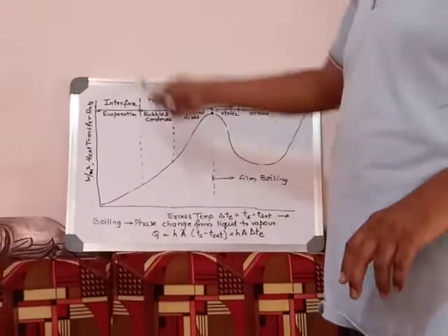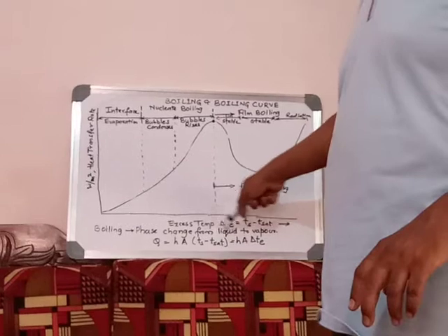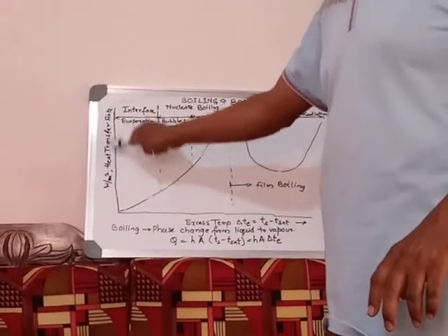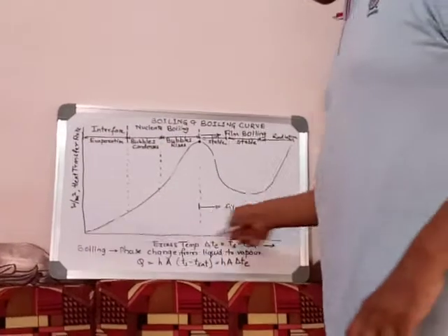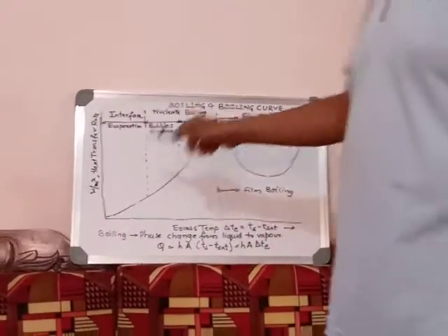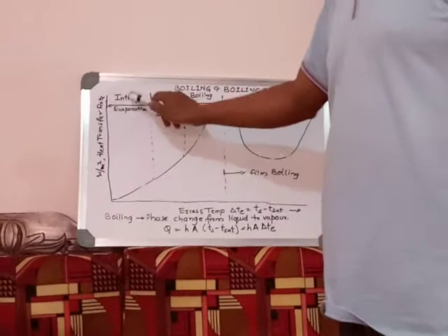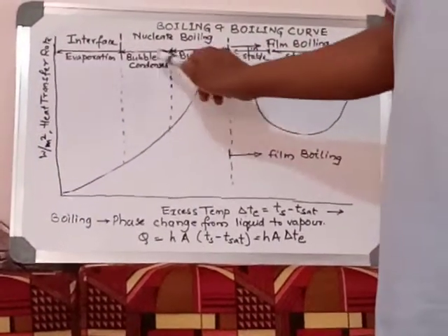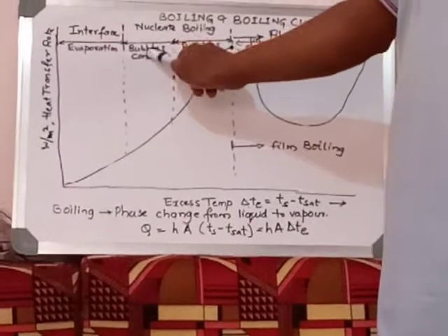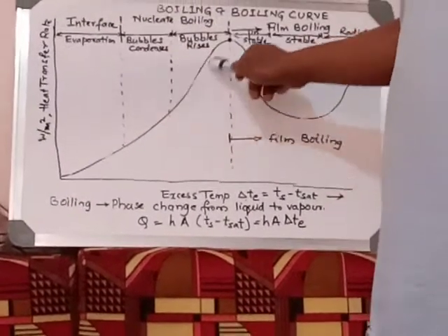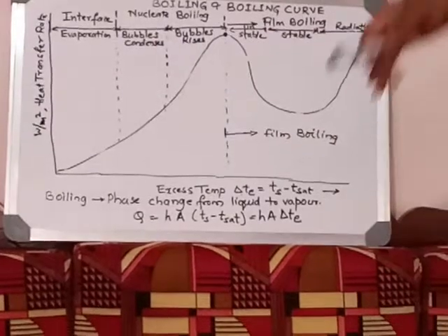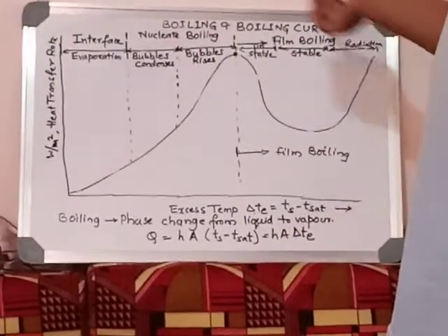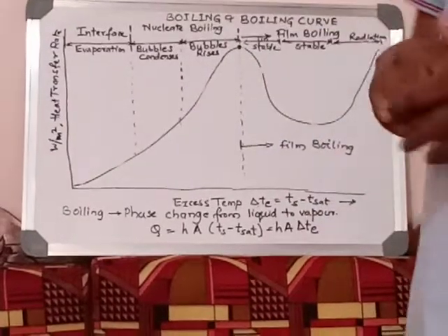So first define, then give the equation, then go for the diagram. The y-axis is heat transfer rate, and the x-axis is the excess temperature. Then draw this curve: first is interface evaporation, then nucleate boiling. In nucleate boiling there are again 2 segments: the bubble condenses to some level and ruptures, and the bubble rises to the level of the surface of the water. Then film boiling. All this is called the boiling curve.